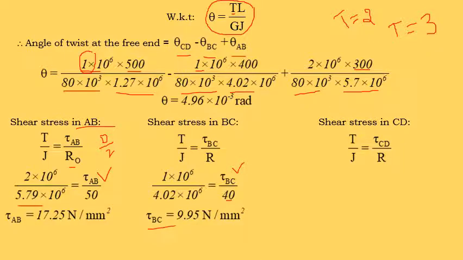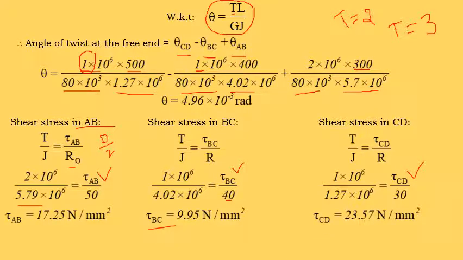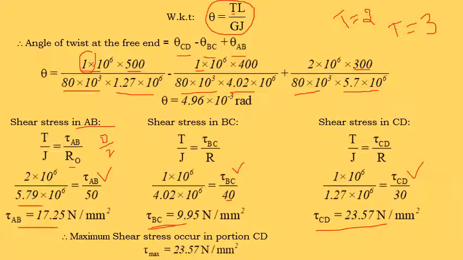Similarly, for the portion CD, torque value is 1 into 10 to the power of 6. J1 is 1.27 into 10 to the power of 6. Tau CD we have to determine. Diameter is 60, therefore radius becomes 30. After simplifying this, we got tau CD value 23.57. So out of these three values, tau CD is the maximum one. Therefore, the maximum shear stress occur in the portion CD. Tau max becomes 23.57 Newton per millimeter square.